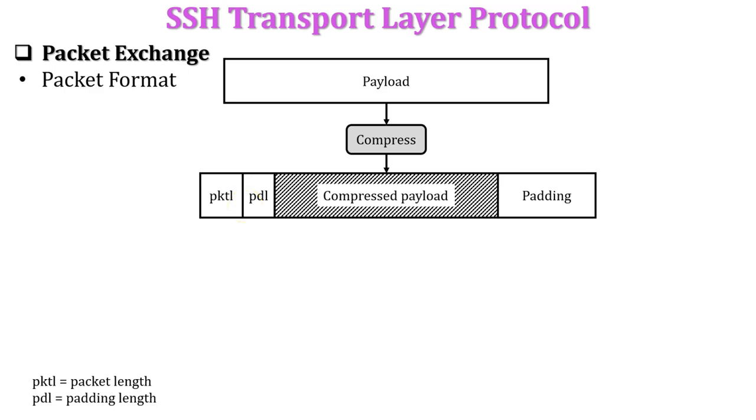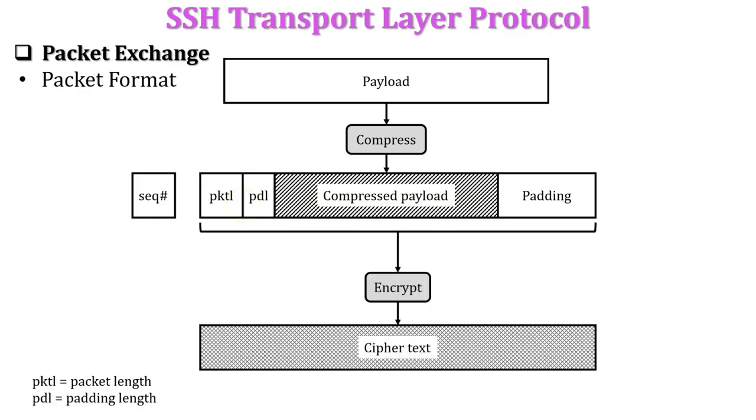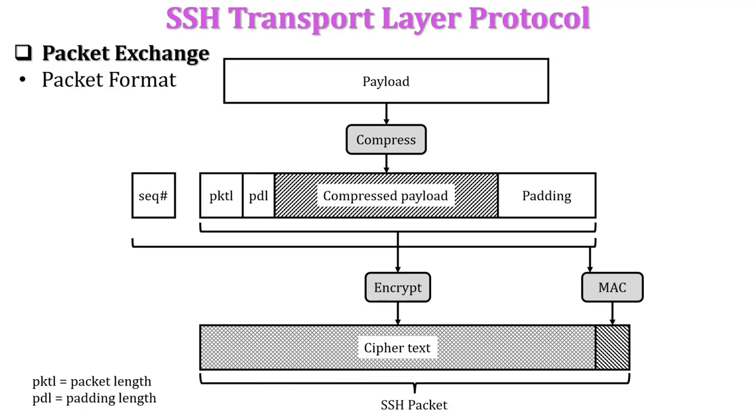Now a sequence number is given to the unencrypted packet. After that, an encryption algorithm is applied to the packet and the packet is encrypted. After that, a MAC algorithm is applied to generate a MAC, which is attached to the ciphertext block. So this is called an SSH packet.